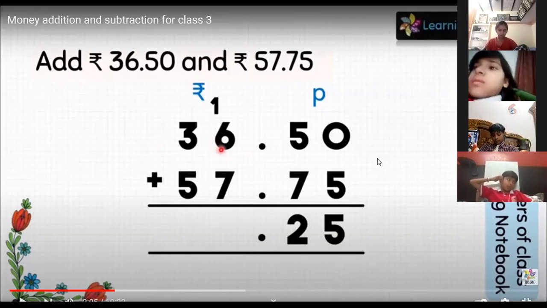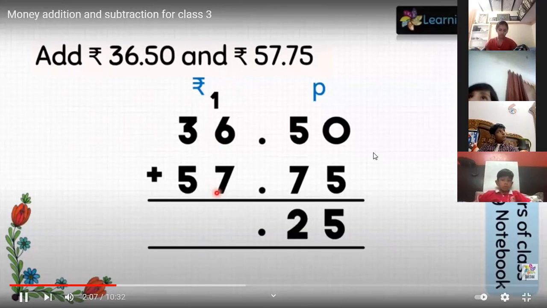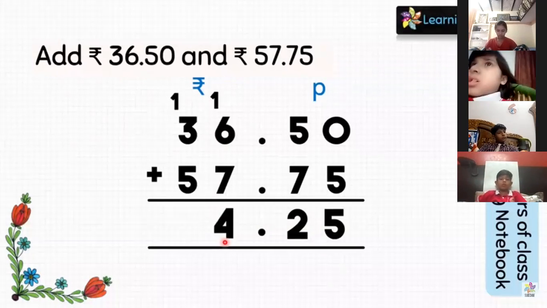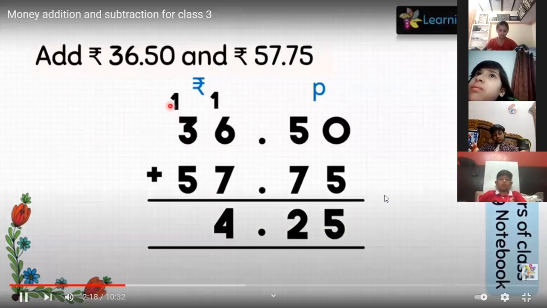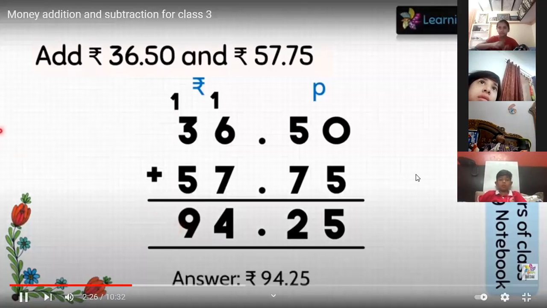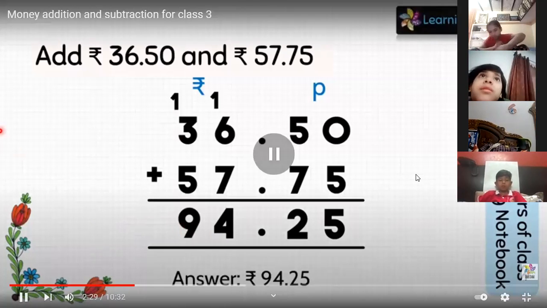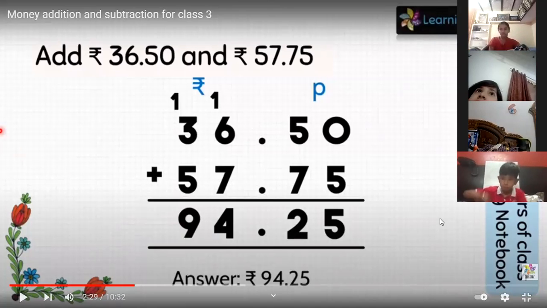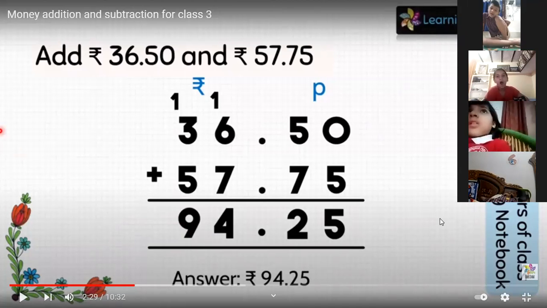So now we are going to continue. 6 plus 7 equals 14. So carry 1 and write 4 in the answer. Next, 1 carry plus 3 plus 5 equals 9. So our answer is rupees 94. Vyom, can you tell us our answer? Ma'am, 94 rupees and 25 paisa.